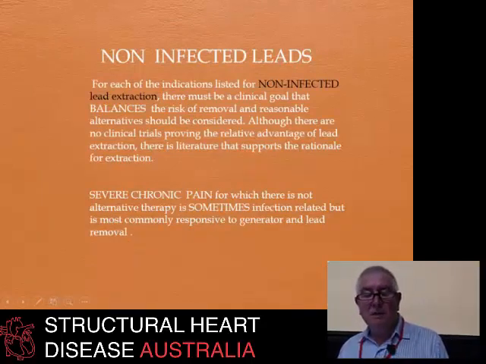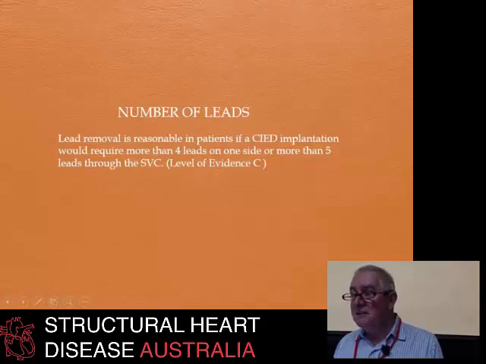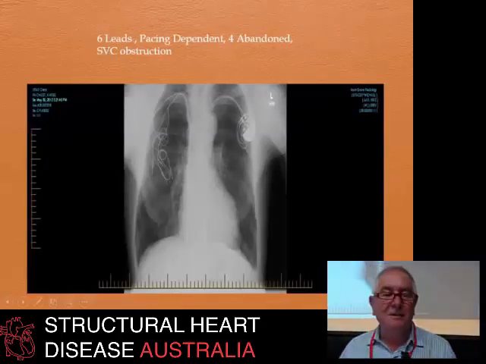Chronic pain can be an indication where all other causes of pain have been looked at and not considered appropriate. Number of leads: these are the guidelines. It's reasonable to take the leads out if there are more than 4 in one vein or 5 in the superior vena cava. Level of evidence C. I spoke to Charles Kennigan, who was part of the committee, and he said, it's just a feeling. So there you go, that fills you with a lot of faith, doesn't it?